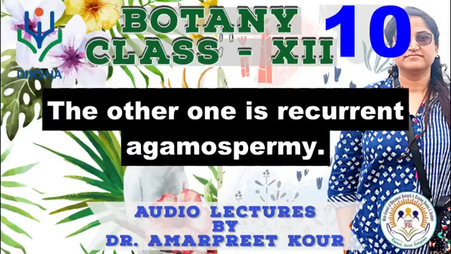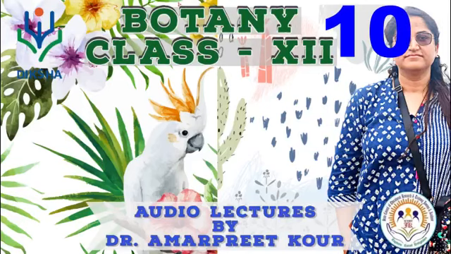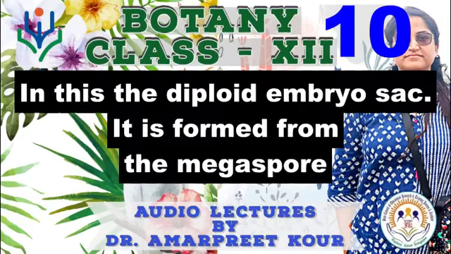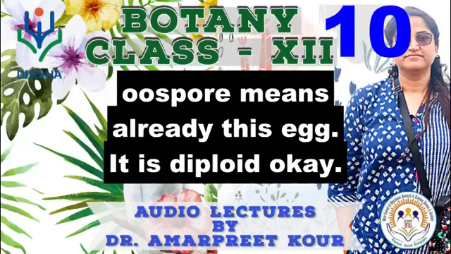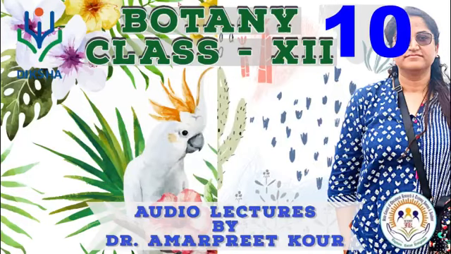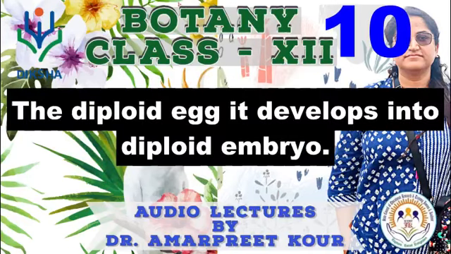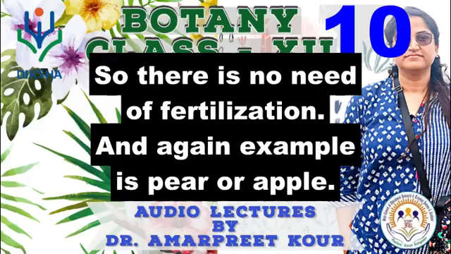The other one is recurrent agamospermy. In this, the diploid embryo sac is formed from the megaspore mother cell of the nucellus, which has a diploid egg or oospore. This means the egg is already diploid. The diploid egg develops into a diploid embryo, so there is no need of fertilization. Again, examples are pear or apple.